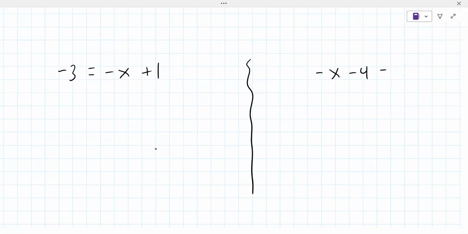Let's go negative 3 equals negative x plus 1. And I'll have you try this one on the right here: negative x minus 4 equals negative 9. All right, so go ahead and work those out and let me know when you got some answers.